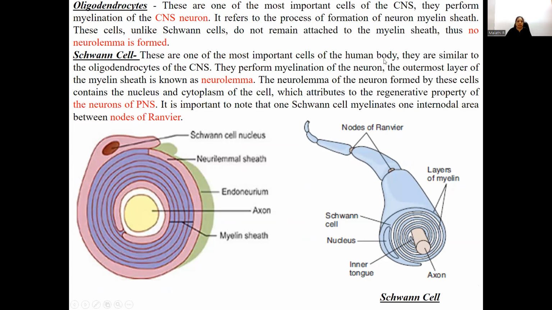Schwann cells are one of the most important cells of the PNS. They are similar to the oligodendrocytes of the CNS. They perform myelination of neurons. The outermost layer of the myelin sheath is known as the neurolemma. The neurolemma formed by these cells contains the nucleus and cytoplasm of the cell, which attributes to the regenerative property of the neurons of the PNS. It is important to note that one Schwann cell myelinates one internodal area between the nodes of Ranvier. So the regeneration capacity of the myelin sheath and also the entire neuronal cell will be favored because of the presence of the neurolemma in the case of Schwann cells.